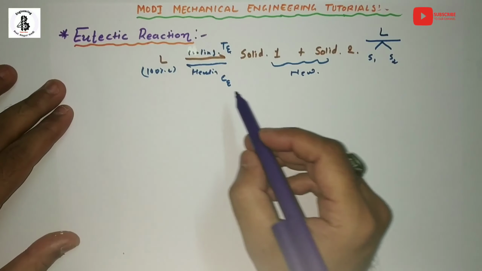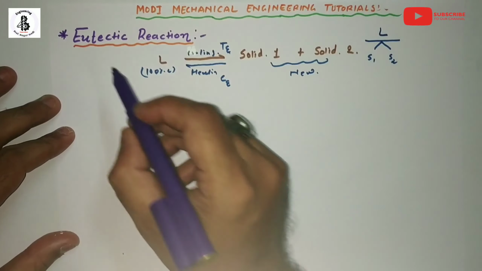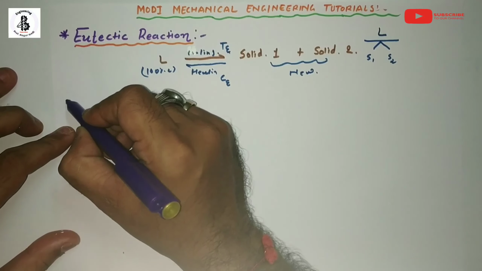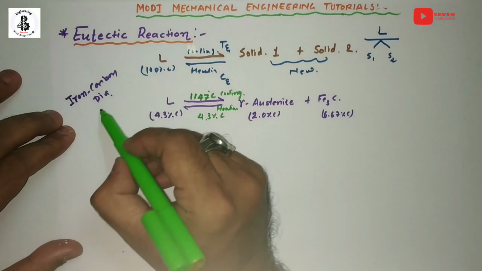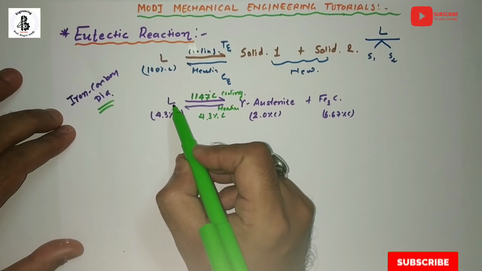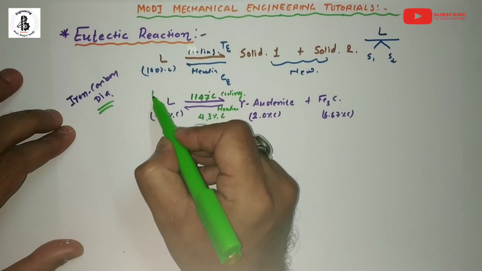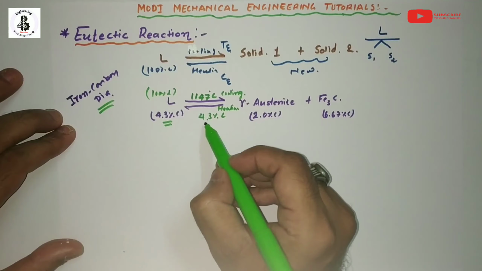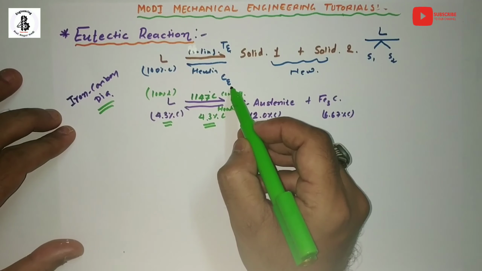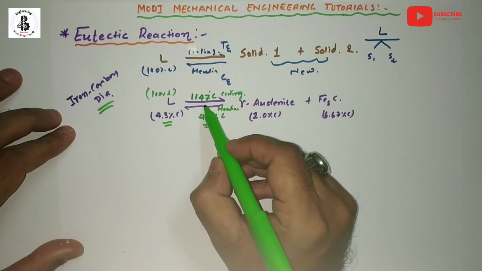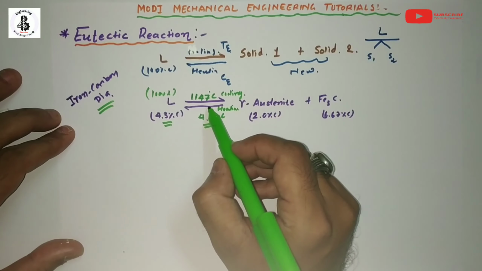Now this eutectic reaction also occurs in the iron carbon diagram. So now we will discuss the eutectic reaction on the iron carbon diagram. According to the iron carbon diagram, our liquid has 4.3% carbon. So this 100% liquid at 4.3% carbon is known as the eutectic composition, and 1147 degrees is known as the eutectic temperature for the iron carbon diagram.